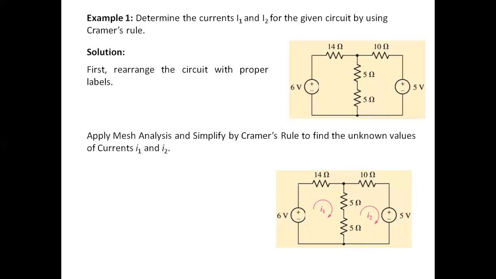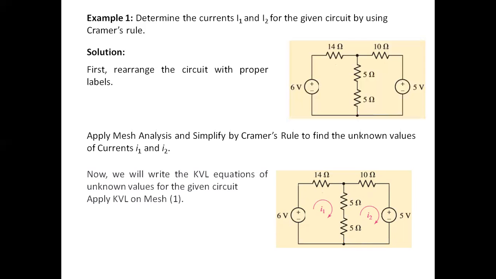Then you need to apply mesh analysis, that is, by applying KVL for loop 1. That is the only first step we are taking, for mesh 1. We will write the KVL expression of unknown values for the given circuit, applying KVL for mesh 1. Wherever you see I1, that is called mesh 1. Wherever you see I2, that is mesh 2. So in mesh 1, we now apply KVL. Once you apply KVL, what will you get?